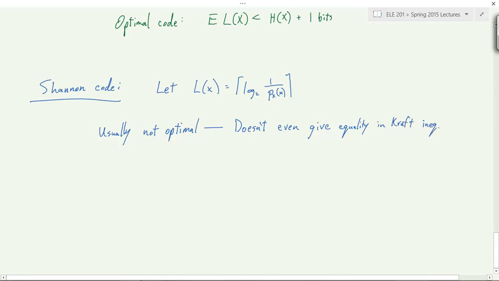In other words, if any rounding actually happened, if these weren't already integers, and you actually do round, then you have some looseness in the Kraft inequality. And we know that if the Kraft inequality is loose, you can always shorten a code word. It can't possibly be optimal. Okay? So like I said, most of the Shannon code's use comes in just showing that you can get close to the entropy.